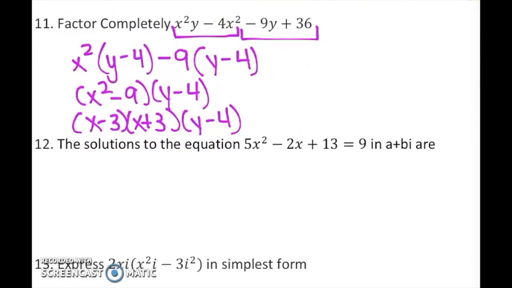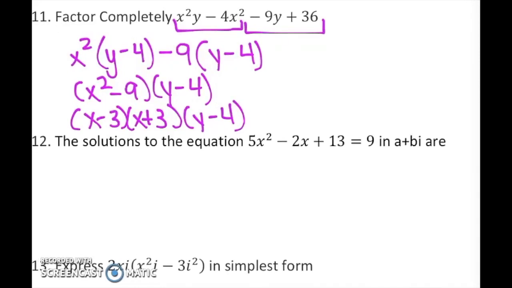The solutions to this equation in a plus bi form are what? Well, this is quadratic. Let's get it equal to 0. So 5x squared minus 2x, subtract the 9 over, that will be plus 4 equals 0. Now, spoiler alert, if it says a plus bi form, chances are there will be an i, which means we probably can't factor it over the real numbers. So I'm just going to use the quadratic formula for this.